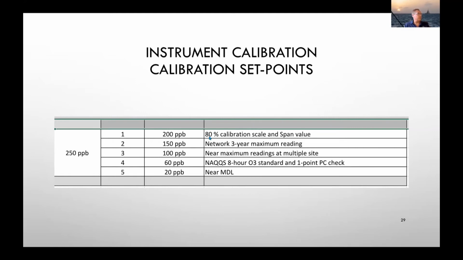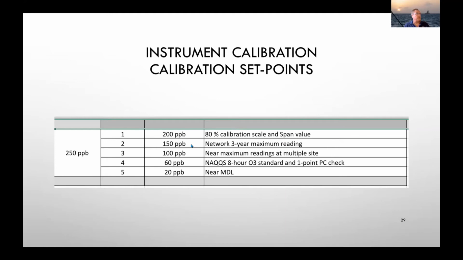Here are some examples. So even though we're running an instrument at 0 to 500 ppb, we're going to call the calibration scale 0 to 250 ppb, and that's where we're going to do all our calibration work. At 5 test points, calibration test points, and this is why we've chosen each of them. Test point 1, 200 ppb, was chosen because it's 80% of the calibration scale, and it's also our span value.